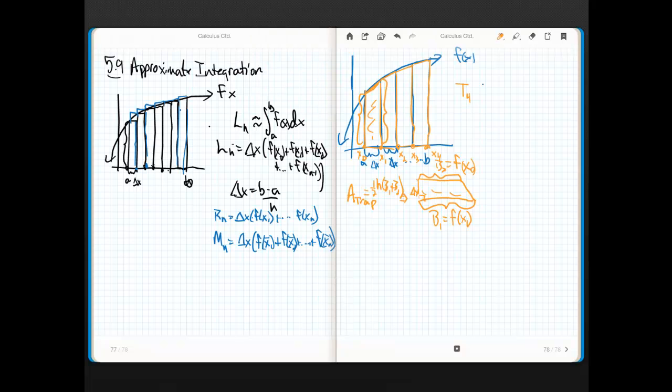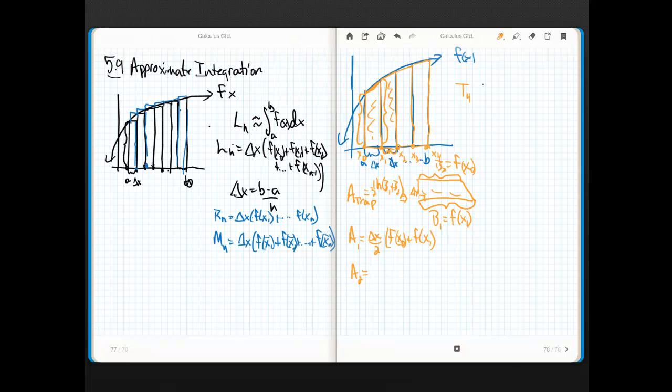So the area of the first trapezoid, let's call it A sub 1, is going to be equal to delta x over 2, because it's half the height, delta x divided by 2, times the sum of the bases, f of x sub 0 plus f of x sub 1. Now, let's look at the second one. Again, looking at this guy, my height is still delta x. It hasn't changed.